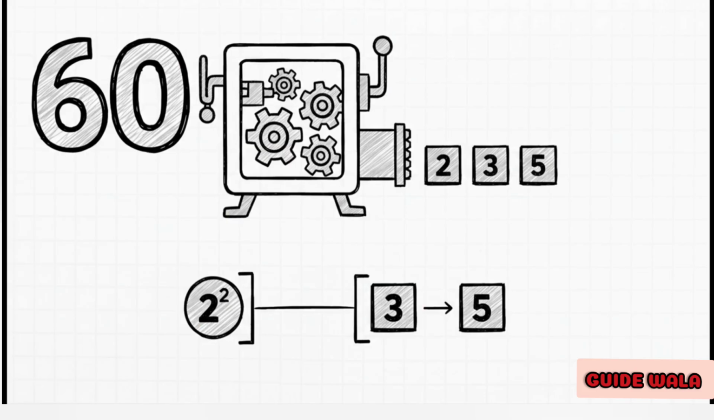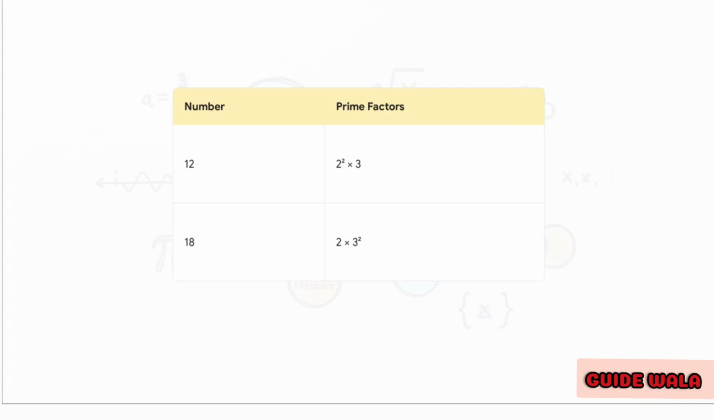Let's take 60, for example. We can break it down into its prime building blocks. 2 2s, 1 3, and 1 5. That's its unique prime fingerprint. No other number has that exact same combination. So why do we care about this prime code? Well, it makes finding the HCF and LCM super easy.